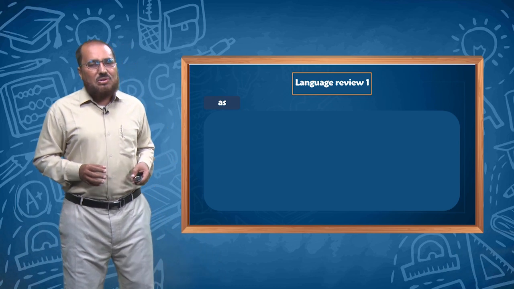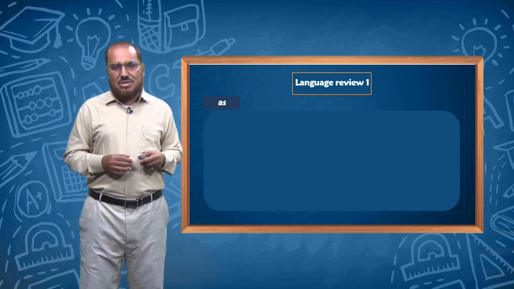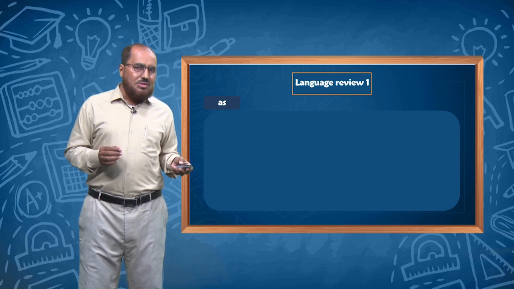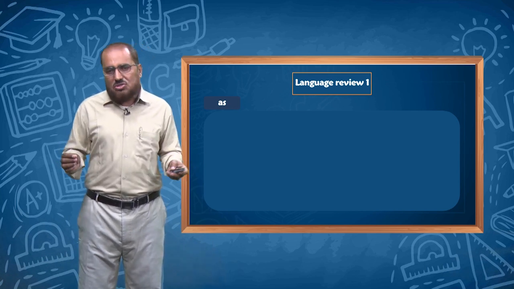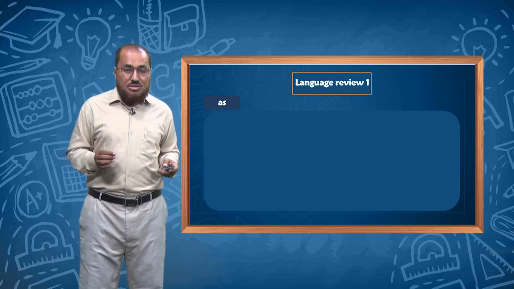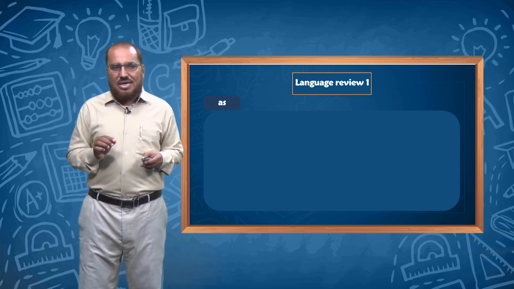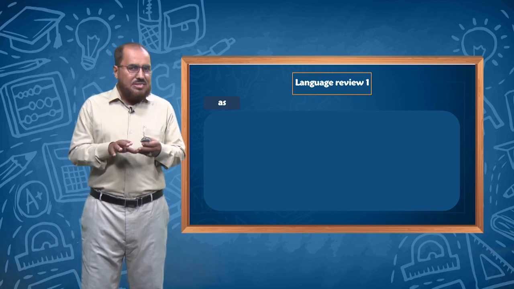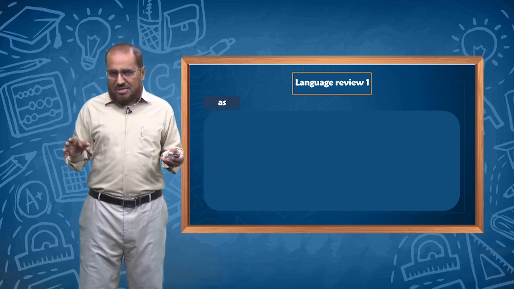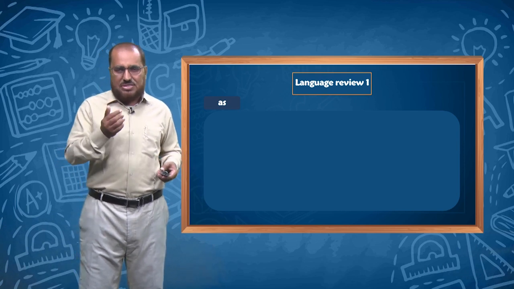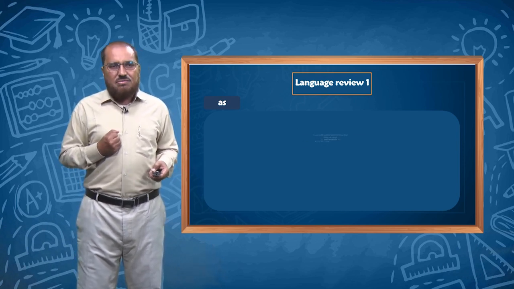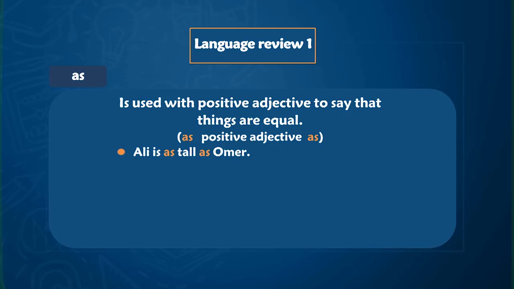Now, what about as in this language review 1? As is used when two things or two people or two items are equal. So we use as here. Okay? And when two are equal in qualities, in this case we use as. For example, as is used with the positive adjective to say that things are equal. So the structure here is as, then positive adjective in the middle, then as.